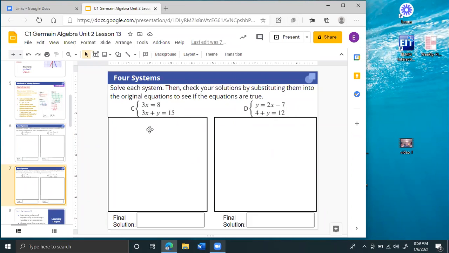So you're going to do C and D. For C, you might need to isolate or get one of your variables by itself, do something to get that variable by itself. And then you're going to solve for X and Y.